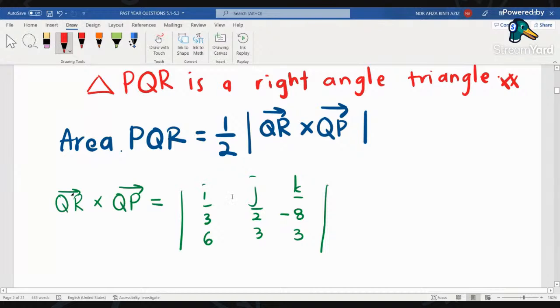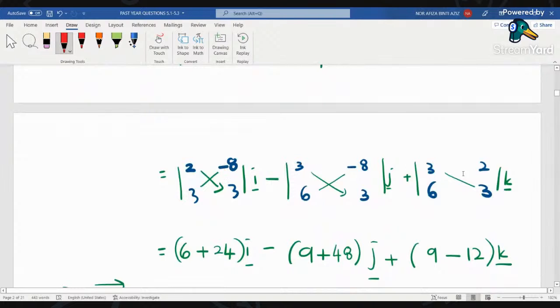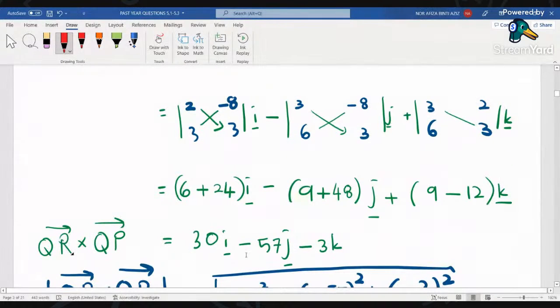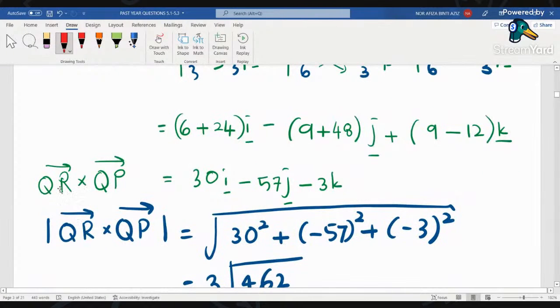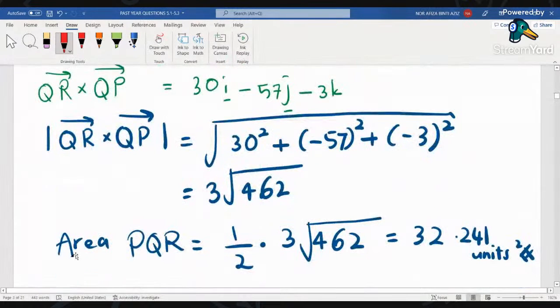Then we start by writing i, j, k in the determinant form, and calculate the value until we get the result as follows. Then we need to calculate its magnitude, so we put the square root and find the values, and finally substitute into the formula of area, which is 1/2 times the value of modulus QR cross QP. And this is the answer.